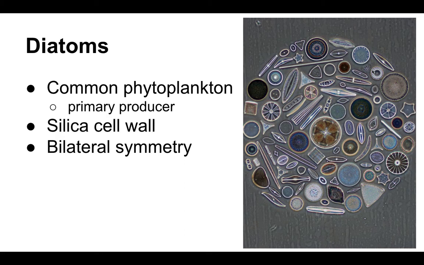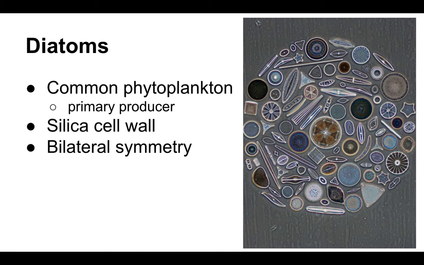They are very, very common phytoplankton. They are floating in the top layer of the ocean all the time. They are an important primary producer. They produce most of the world's oxygen. Some things that are interesting about them, the way they look, is they have a silica cell wall. So that's like a glass cell wall, which is why they look so cool here.